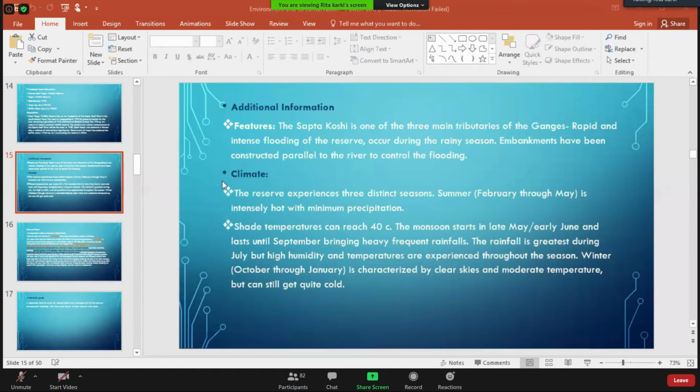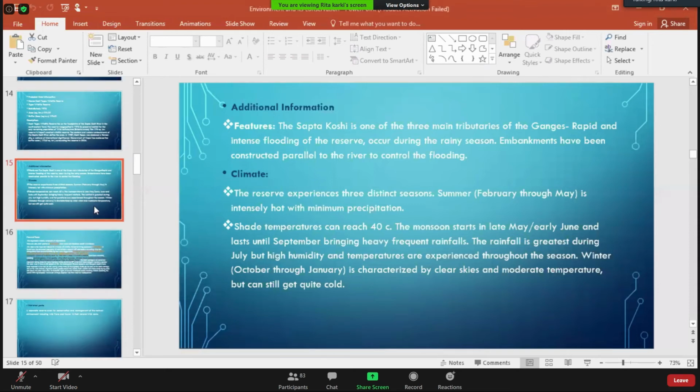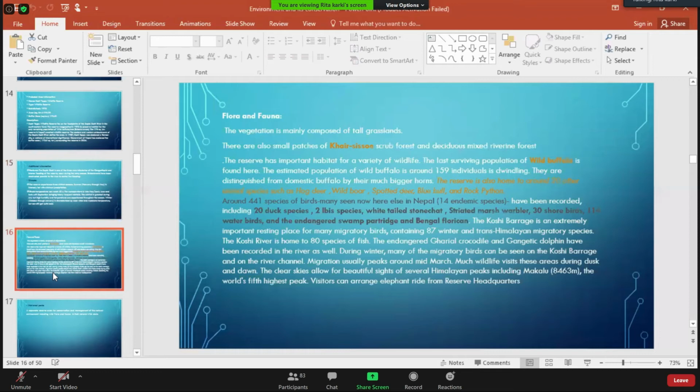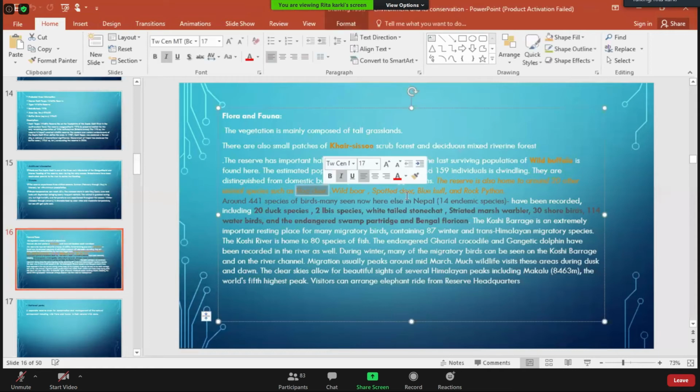As we can see here, this region lies in the Terai region of our country, and the climatic condition is extremely hot. The temperature rises rapidly. What you need to know is that this region comprises a larger number of plant and animal species, and those flora and fauna are protected here. Since it is the habitat of wild buffaloes, they are protected in this region. Besides that, several other varieties of plants and animals, such as deer, wild boar, spotted deer, blue bull, rock python, and many more species can be found protected in this region.